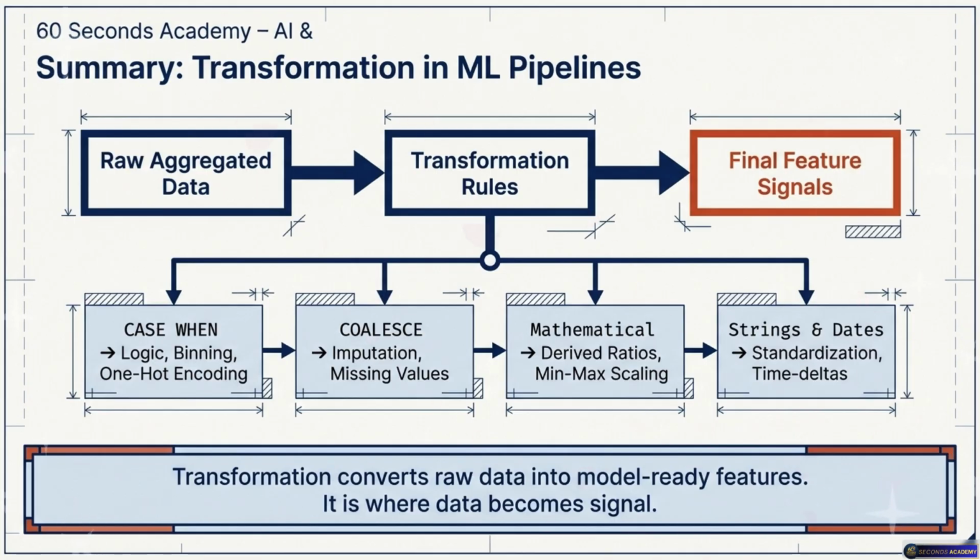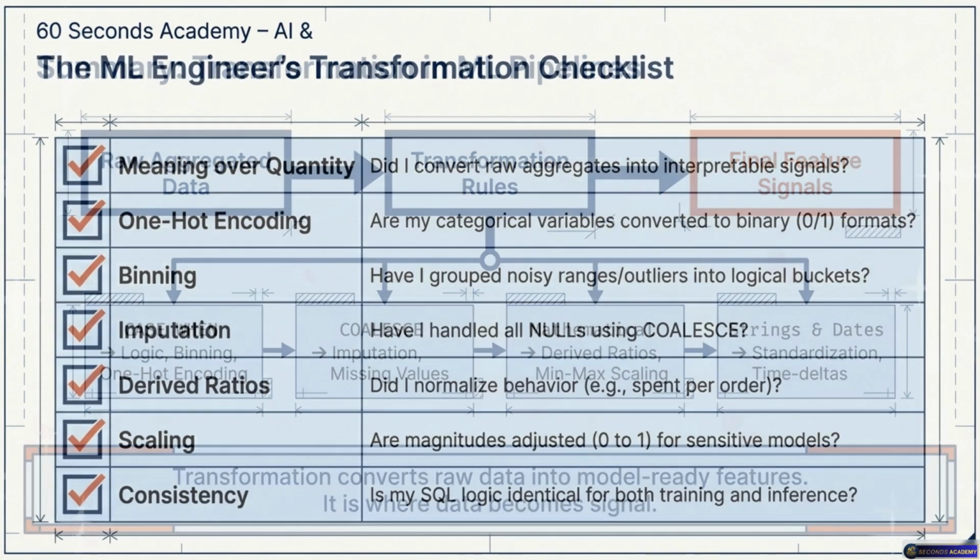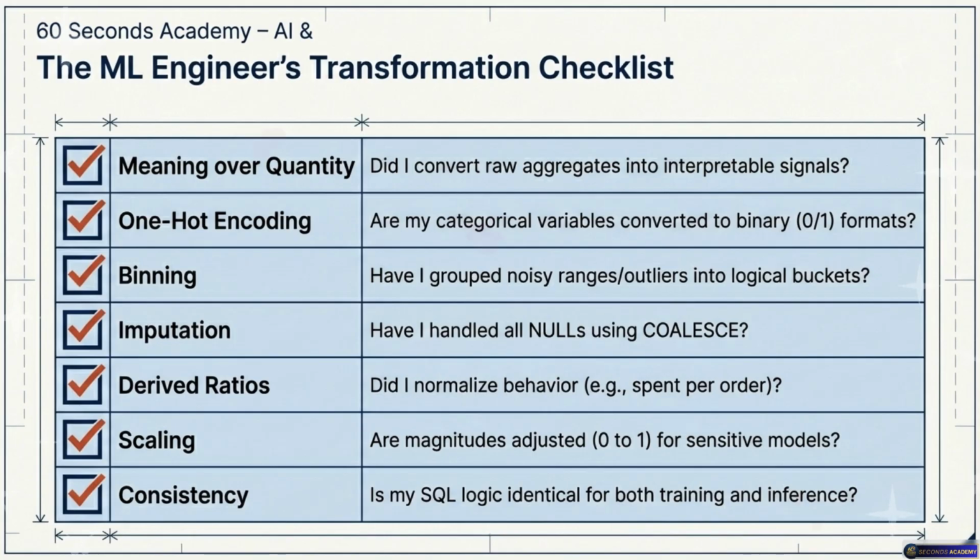So to summarize our deep dive today, transformation is the definitive moment where raw data becomes a signal that AI can actually understand. We explored the core SQL tools to make this happen. We covered a lot of ground. We did. We used CASE WHEN to build conditional logic and bin continuous outliers. We used COALESCE to harness the behavioral information hidden inside missing data. We used division to create normalized derived features and min-max scaling to ensure the model's math stays balanced. The crude oil is now high-performance fuel.